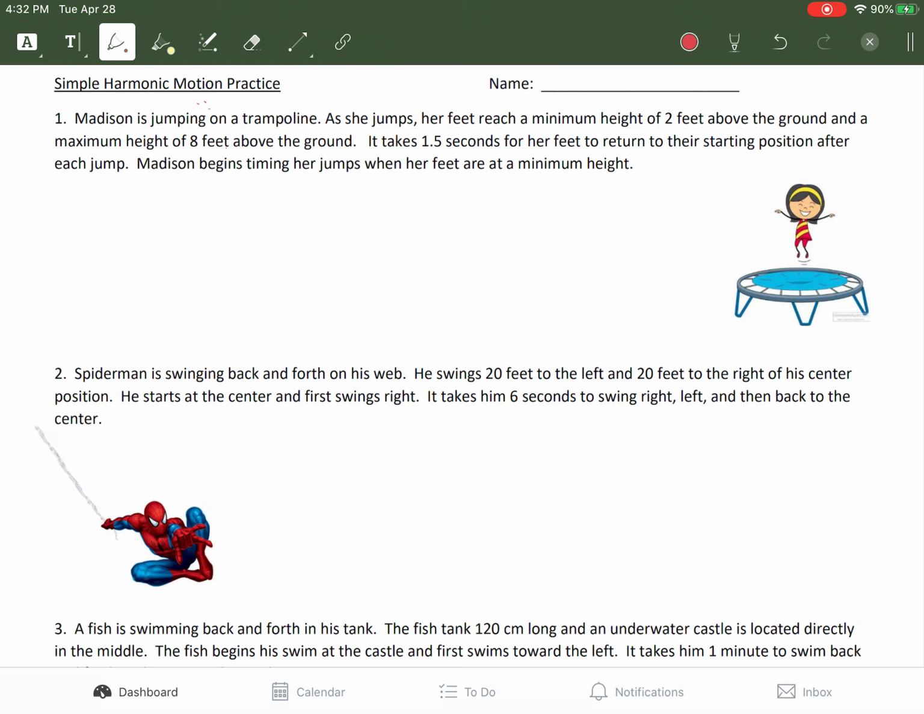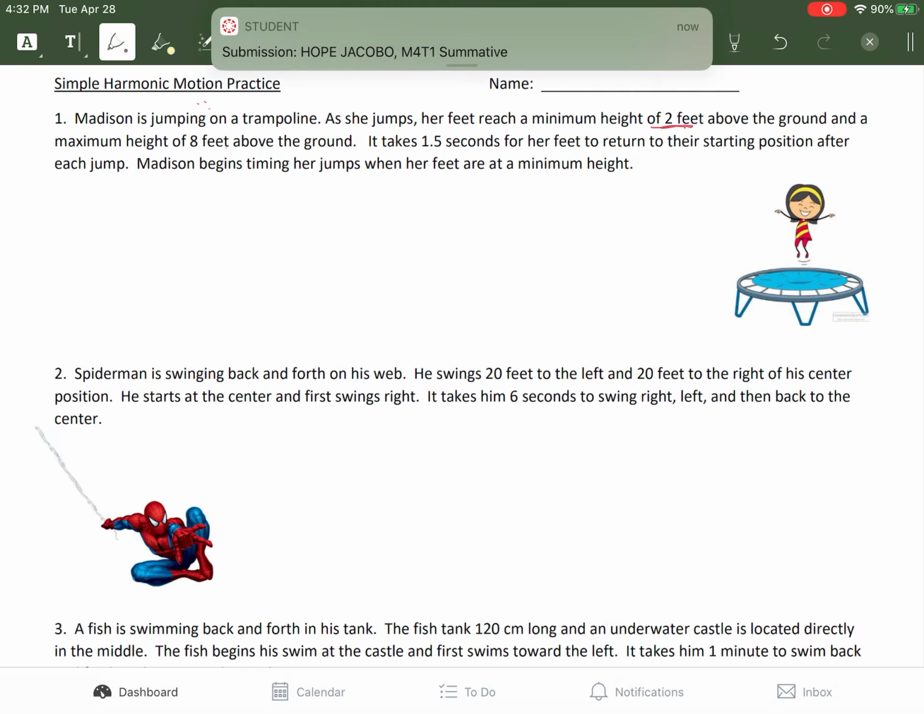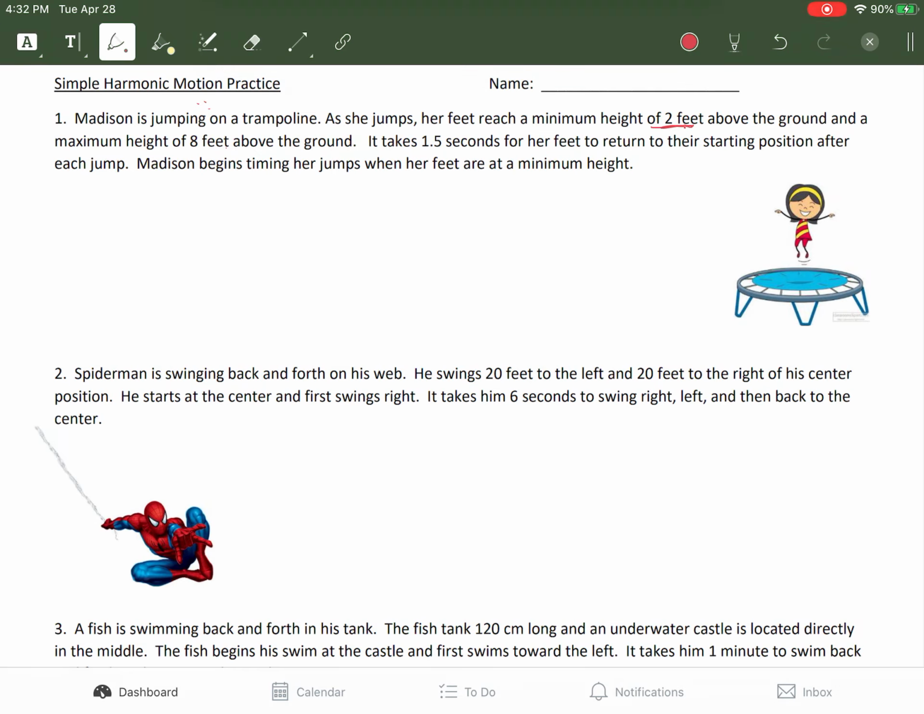So Madison is jumping on a trampoline. As she jumps, her feet reach a minimum height of 2 feet above the ground. That's going to be important. All right, and a maximum height of 8 feet above the ground. So that's going to tell us what our amplitude is and our starting and ending points for the peak, the maximum height and the minimum height. It takes 1.5 seconds for her feet to return to their starting position. That's going to tell us our period.